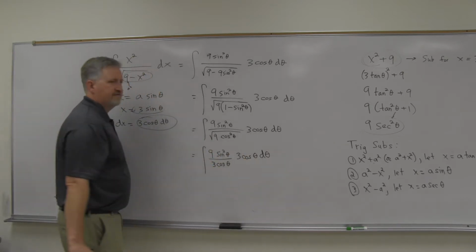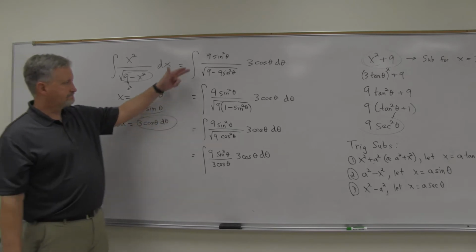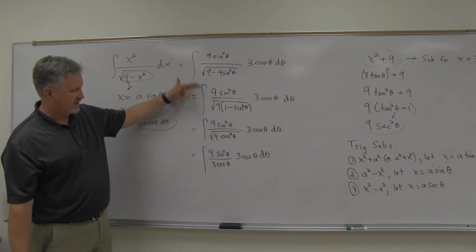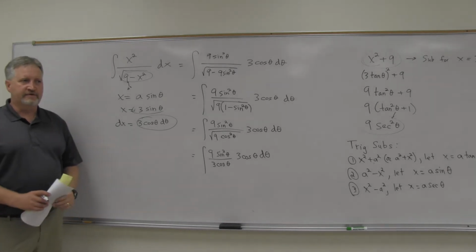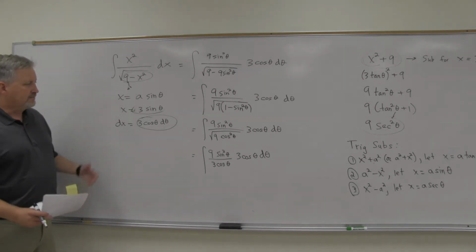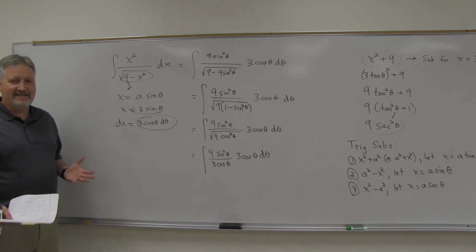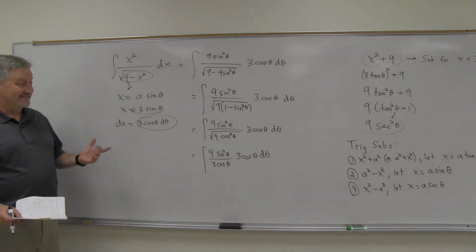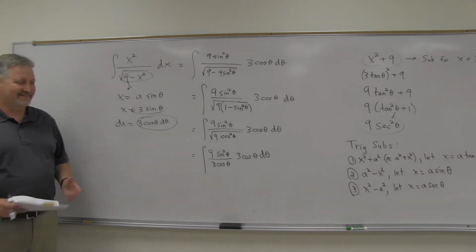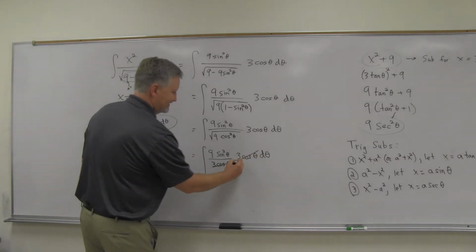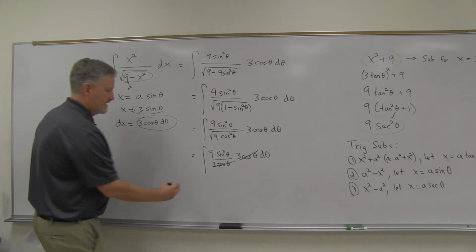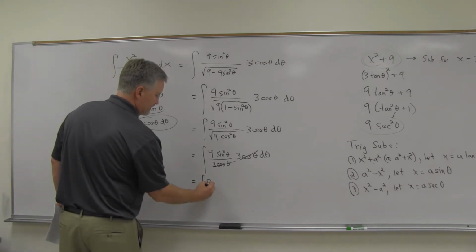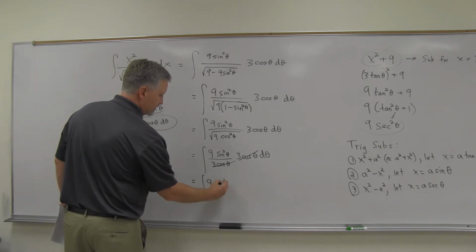So yeah, I just simplify and work on that denominator there, and like I said, I went step by step. I may not need all those steps, but you can see them there. It won't always happen like this, but doesn't that help us out quite a bit? Yeah, okay. 3 cosine theta cancels out. Now we just have the 9 sine squared theta d theta.